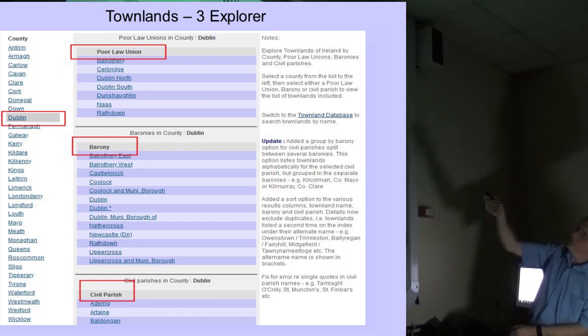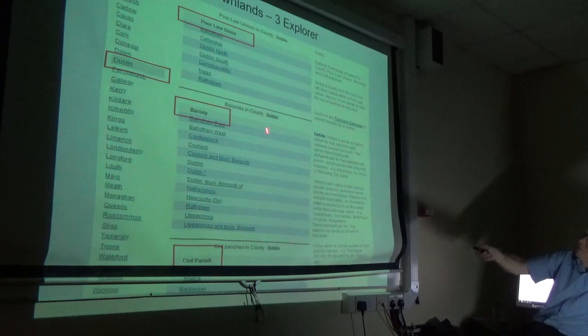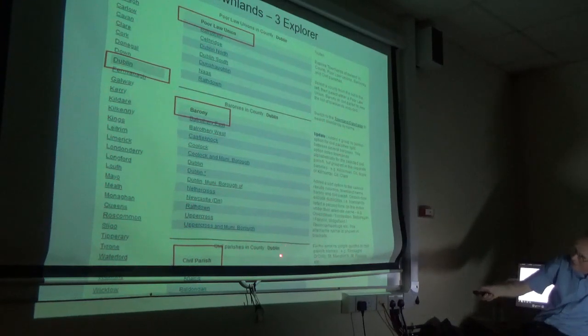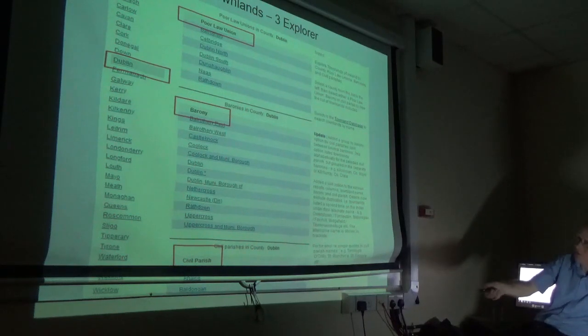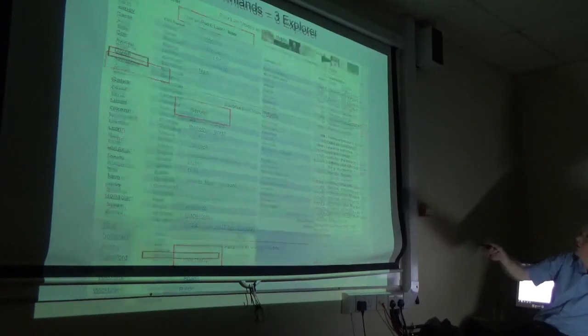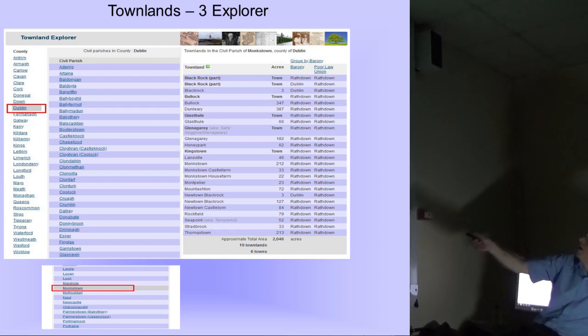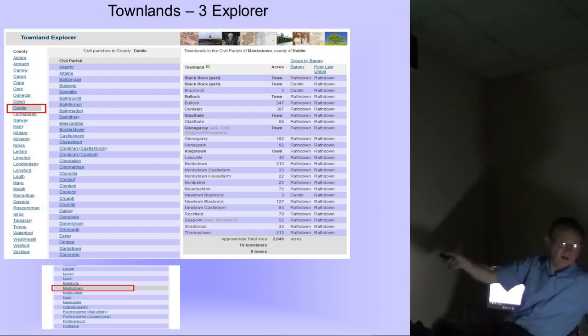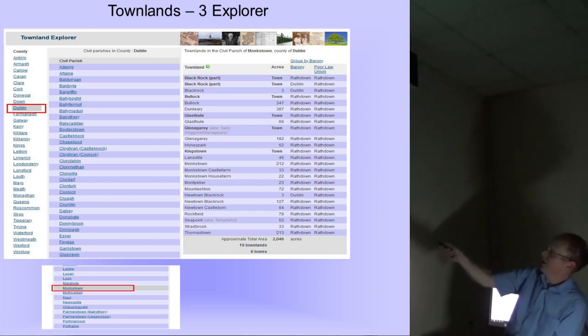One of the other types, sorry, is Explorer. So you have all your counties down here, and you can pick, they're the poor law unions in Dublin, they're the baronies in Dublin, and down at the end there's a big list going beyond the bottom of the screen of civil parishes. And to see what that actually does, I've scrolled all the way down and hit Monkstown. And you see all the towns and townlands that are in Monkstown, civil parish, county of Dublin, and the area.